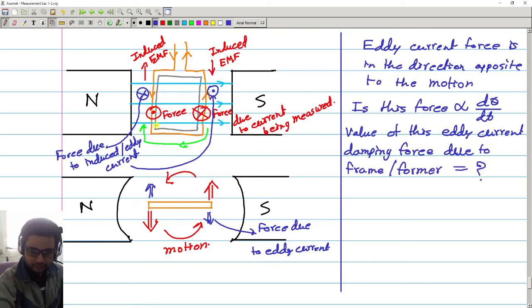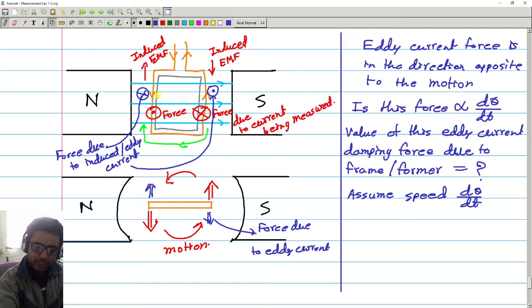This frame is called the former. The eddy current will, as I just said, flow both in the former as well as through the coil. The derivation will be exactly similar, so I will do it for one, and the other will be your homework. So I am doing this for the former. Let's assume that the angular speed is d theta dt.